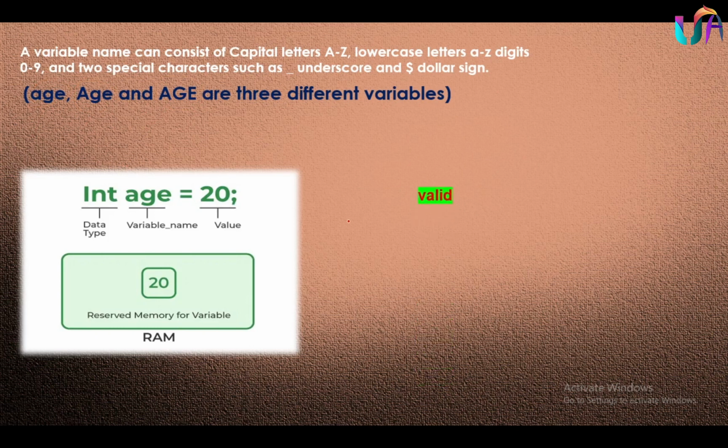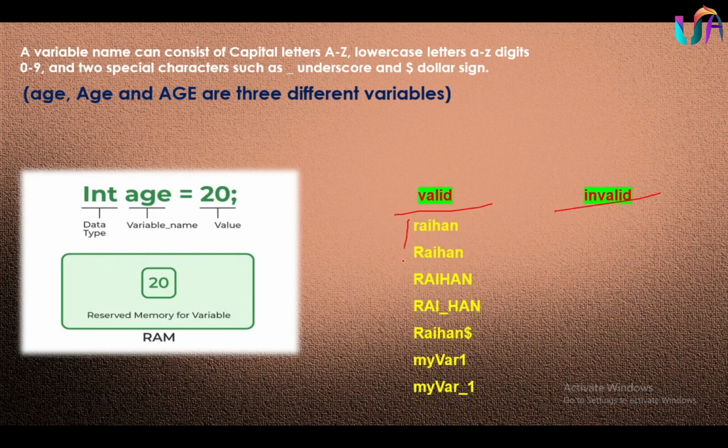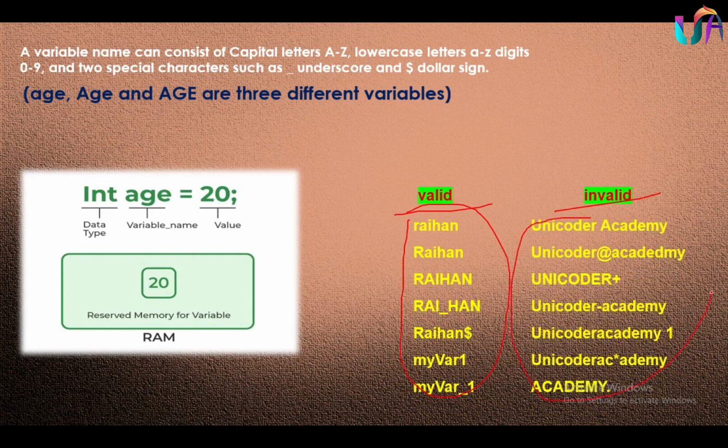Now we need to know which is invalid and which is valid. So here are valid and invalid names. This is a valid name, and these are valid names. These are invalid names. So look, the first names you see are lowercase, mixed lowercase and uppercase, uppercase, underscore and the dollar sign, and var1 and the underscore.